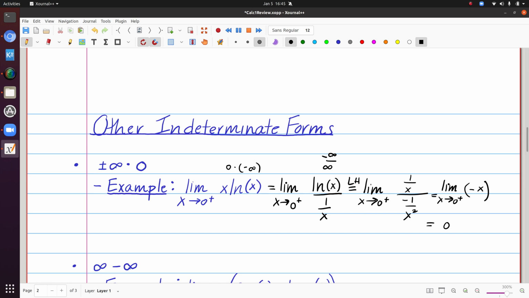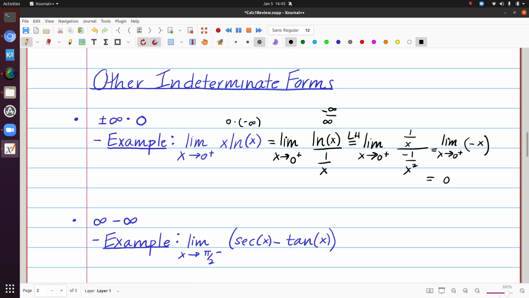Another type of indeterminate form is infinity minus infinity. So for finite numbers, if you subtract something from itself, we get 0. But that doesn't necessarily hold when you have infinity minus infinity. Again, the contradiction here is that normally we think infinity minus something should always be infinity. And on the other hand, something minus infinity should be negative infinity. So these two things are contradicting each other. So how do we approach something like this example?